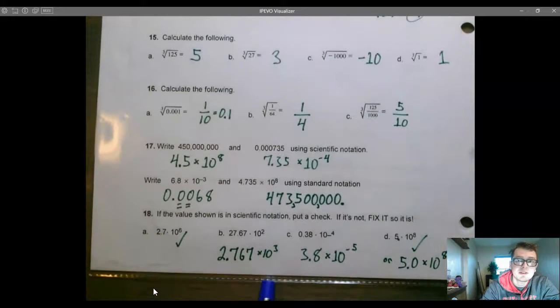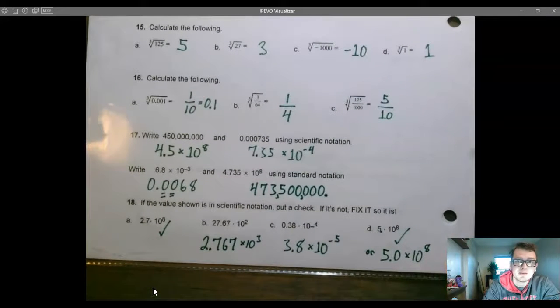If we bump the decimal to the right 8 places, we end up with 473,500,000. And fixing the ones in 18 that are not in scientific notation, D can count as scientific notation, but because it's missing the decimal, we really would rather write it with the decimal, so 5.0 times 10 to the 8th would be better. So there's your quick review on Chapter 1.